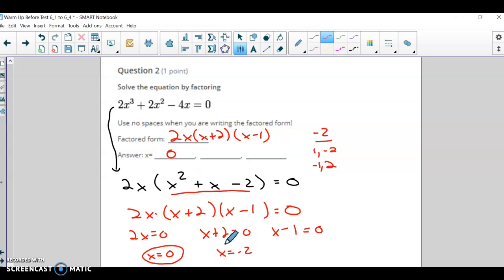-2 here. That's another answer. And then add 1. That's our third answer, right? So we get three answers of 0, -2, and 1.